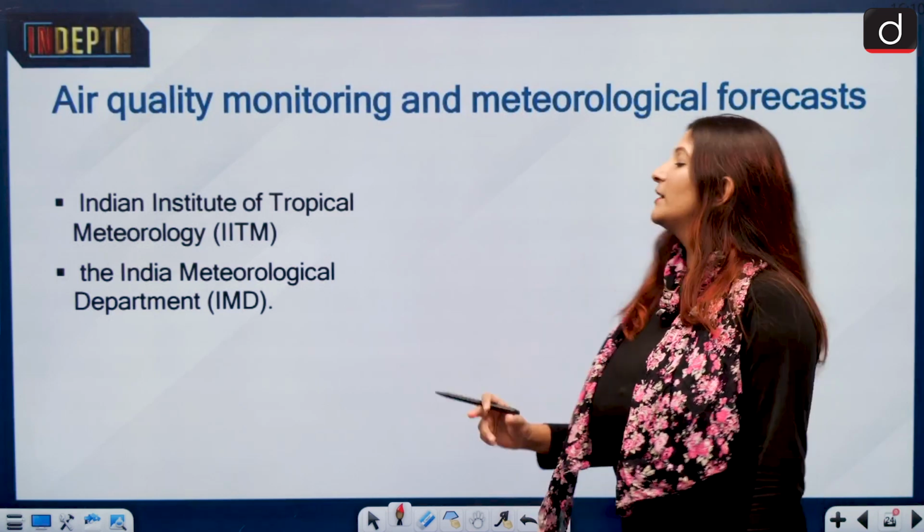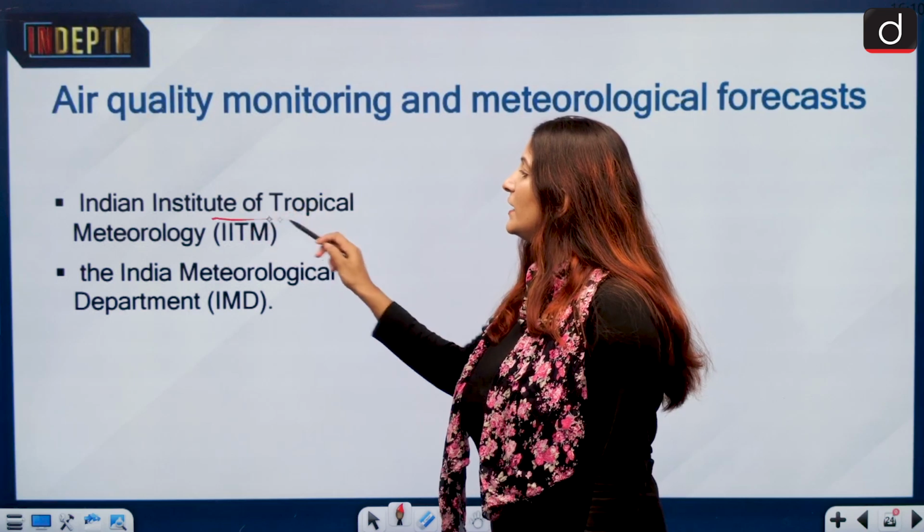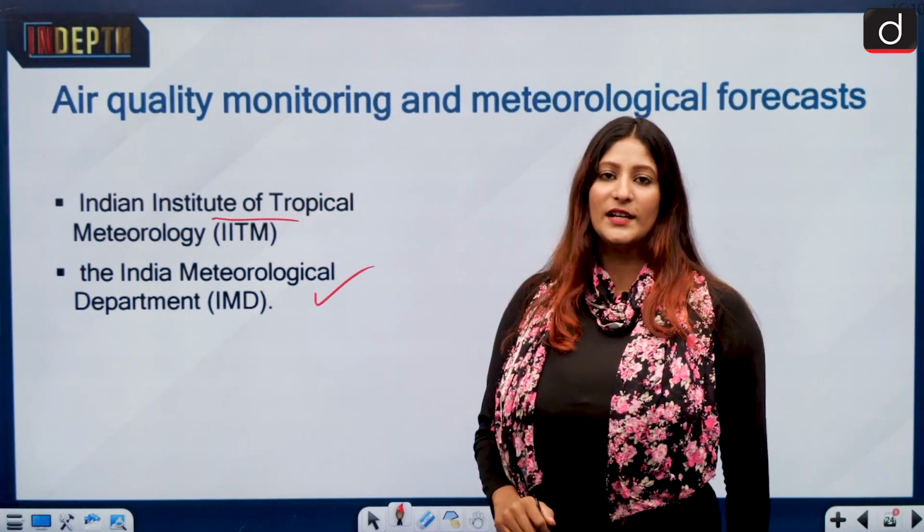Moving ahead, let us talk about the data on which the entire categorization is done. The data that CAQM gets through air quality monitoring is on the data which Indian Institute of Tropical Meteorology gives, plus the Indian Meteorological Department gives.